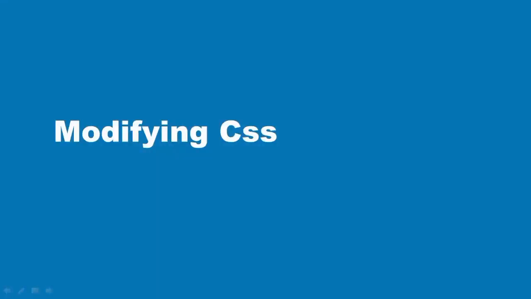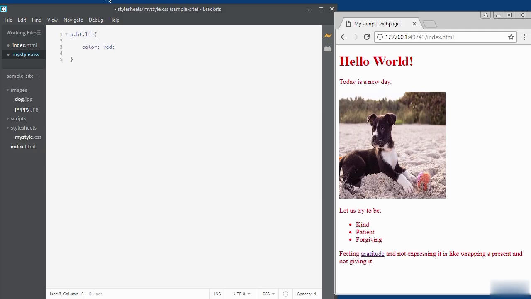Hello and welcome. In this video I'm going to make some modifications to the CSS that I have applied to my HTML document. In a previous video I used this CSS styling here to style multiple elements. As you can see, my text is red, so I want to modify that and style things properly to make it look a bit more decent.